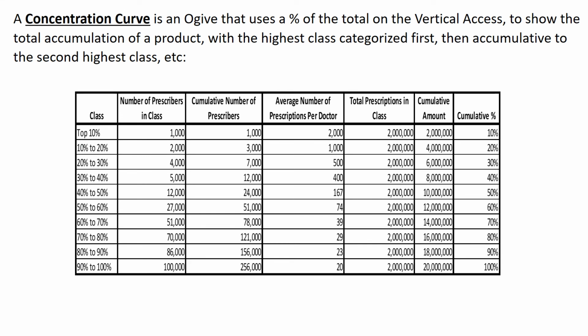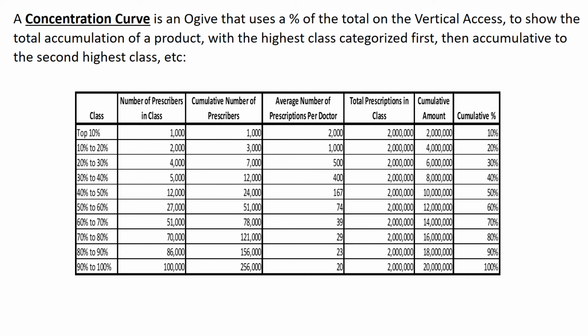We also look at a modified ogive called a concentration curve, where we look at the accumulation of all the information until it gets to 100%. This is powerful. You can see where something is concentrated.